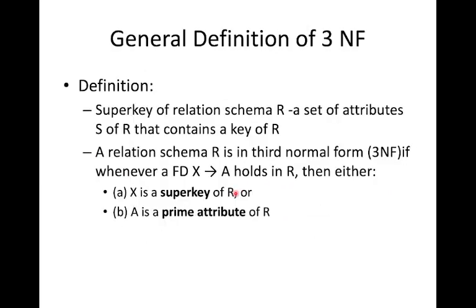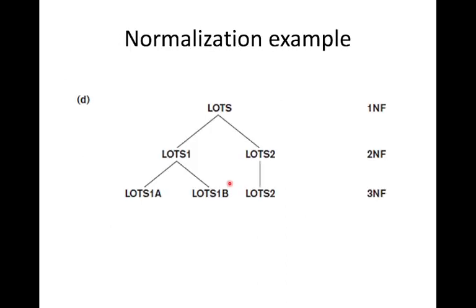So you have to check the definition. You have to study this definition. If there is a functional dependency X to A, then X is a super key or A is a prime attribute. Okay. So that is third normal form. We have already seen this example. So we'll interpret the general definition.